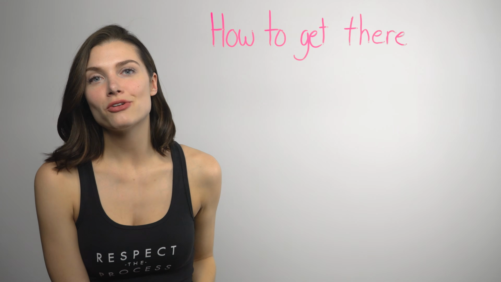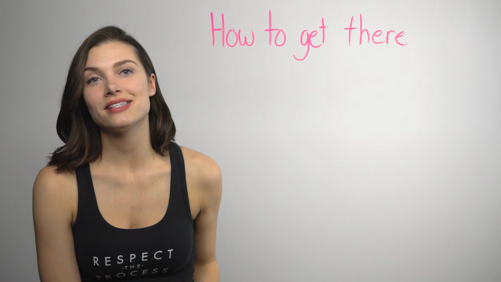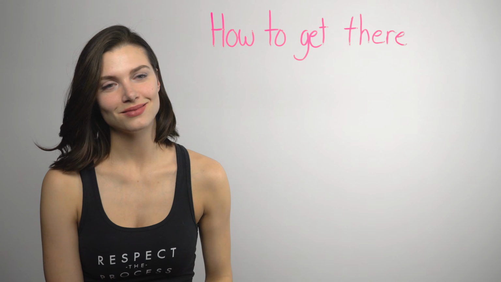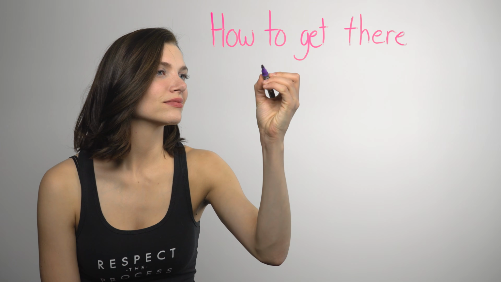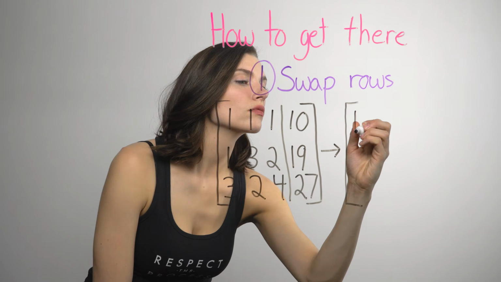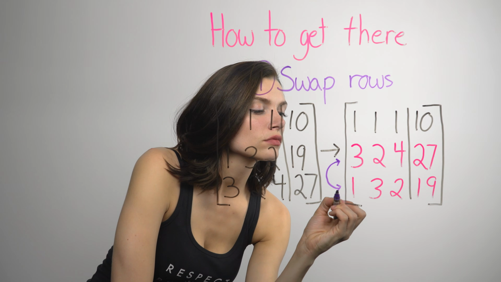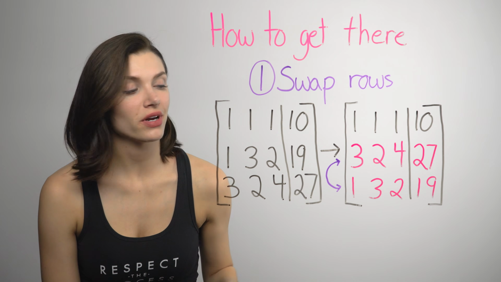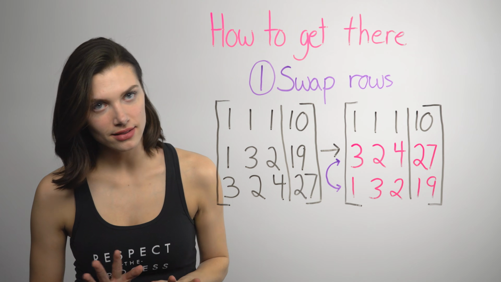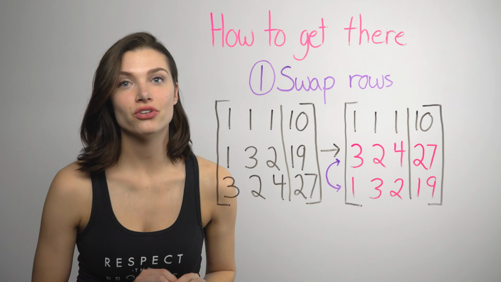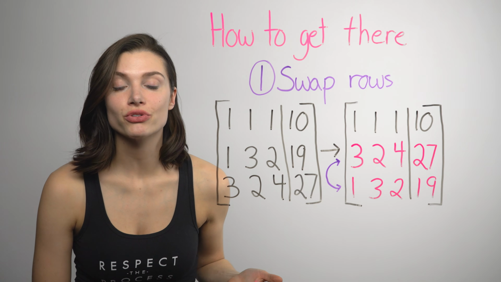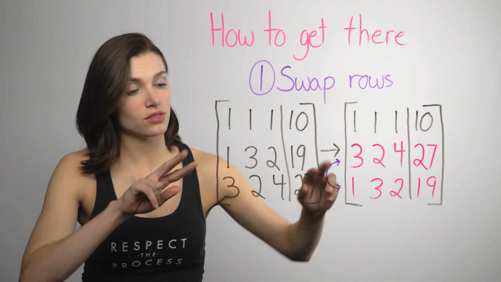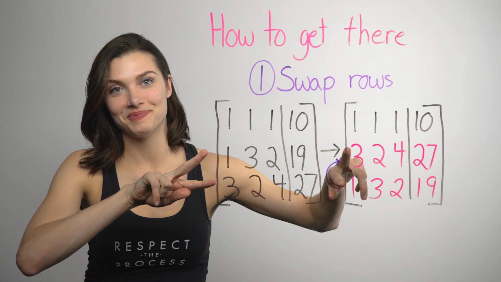So, to get the matrix to look like what you want, there are basically 3 things that you can do. The first thing you can do is swap the rows around. Not the columns, just the rows. You can change your order around to try and get closer to what you want. So here, I swapped the last 2 rows.